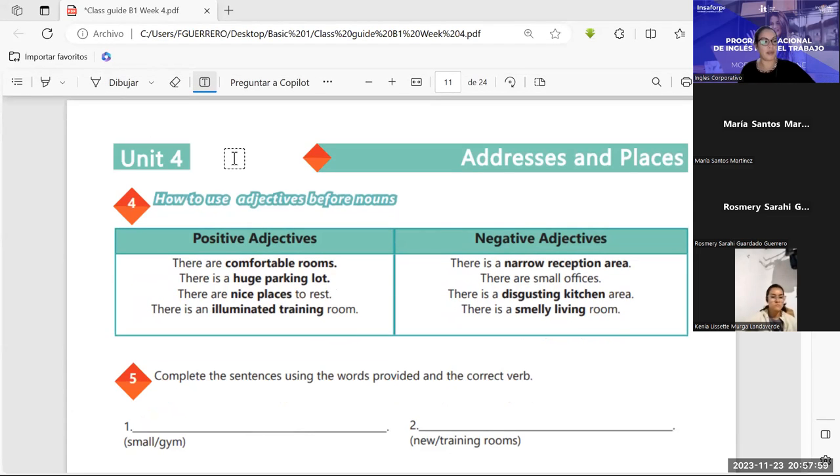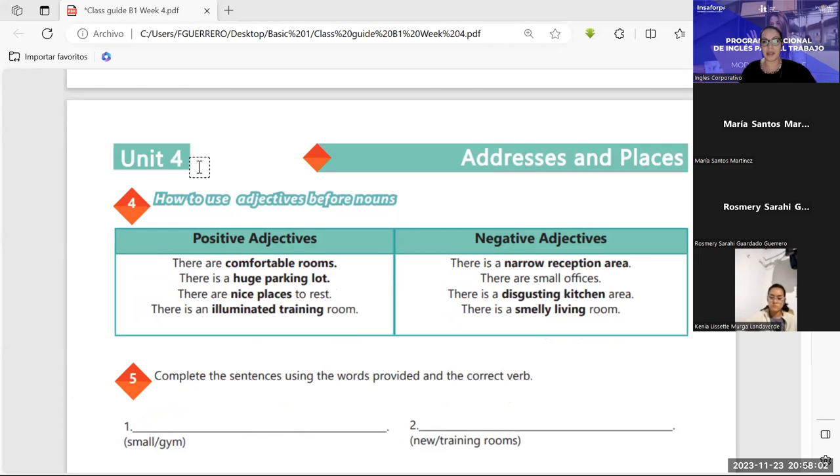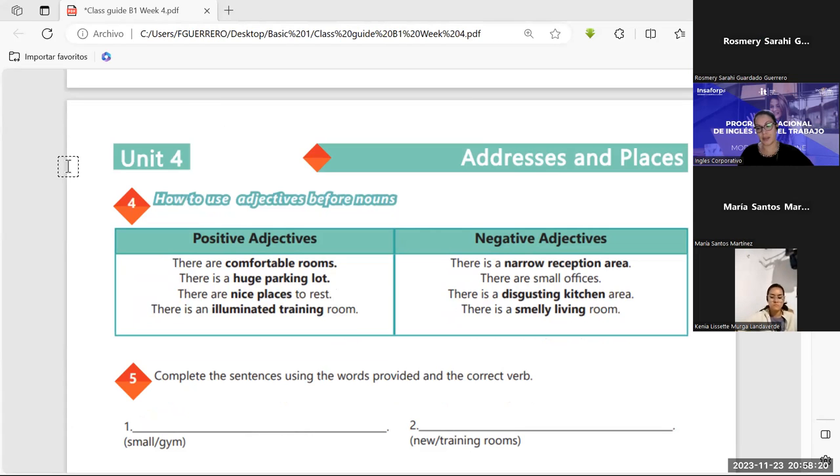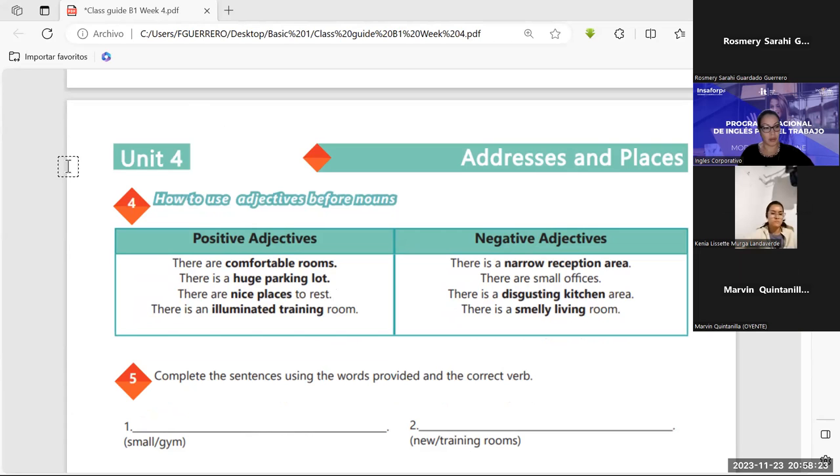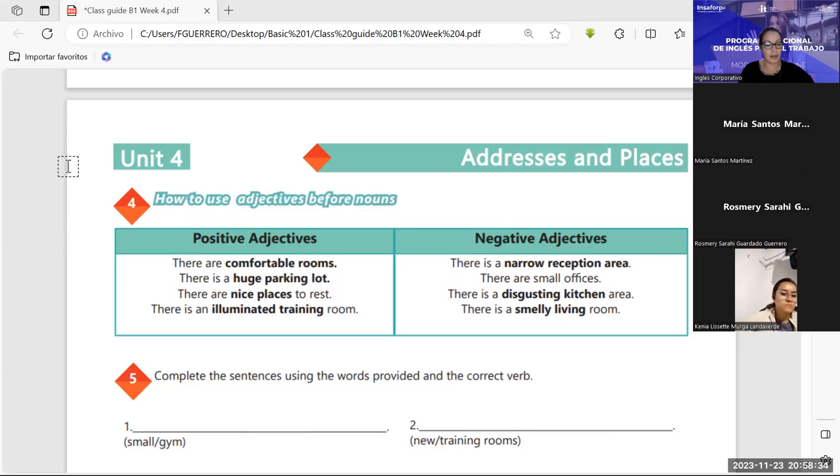Okay, let's listen to some volunteers to describe the workplace. Volunteers to read the descriptions. Rosemary, thank you so much. There is a small gym. Okay. That for your workplace? Only small gym?